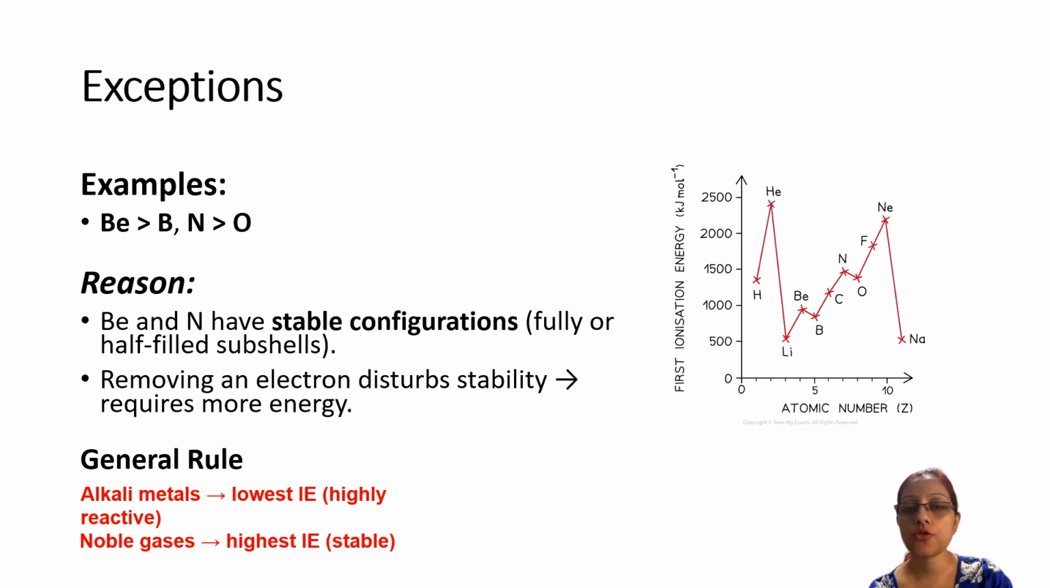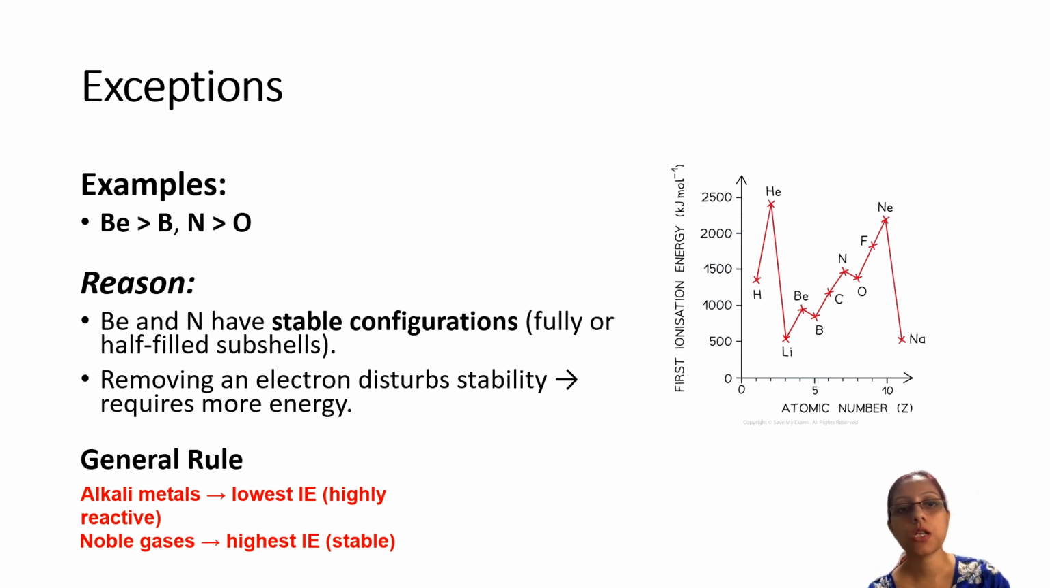Now beryllium has an electronic configuration of 1s2 2s2, a completely filled 2s subshell, which is quite stable. Boron, on the other hand, has 1s2 2s2 2p1. Since boron's outermost electron enters a higher energy 2p orbital, it's easier to remove. So boron's ionization energy is lower than beryllium's. This is the first exception.